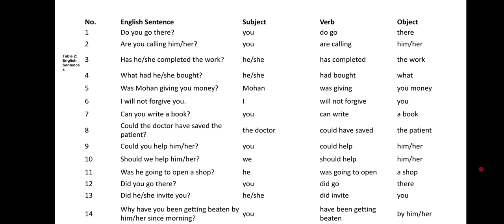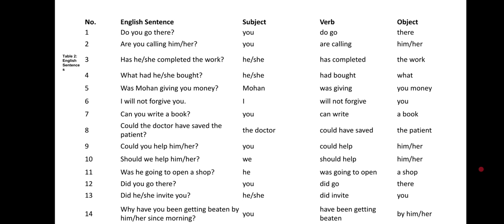Has she or he completed the work? He or she is the subject. Has completed is the verb. The work is the object. What had he or she brought? He or she is the subject. Had brought, that means it is the verb. And what is the object?